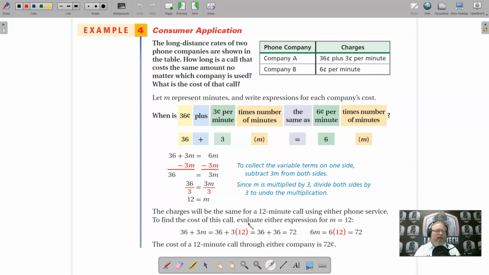Now to find the cost of this call, evaluate either expression for M equals 12. Over here we have where we plug it in on this side. Here's the expression, then they plug it in, then they work it out and get 72. I'd probably use the shorter one over here, just 6M, so 6 times 12 would be 72. A lot easier than working out the longer side over here. So the cost of a 12-minute call for either company is 72 cents.